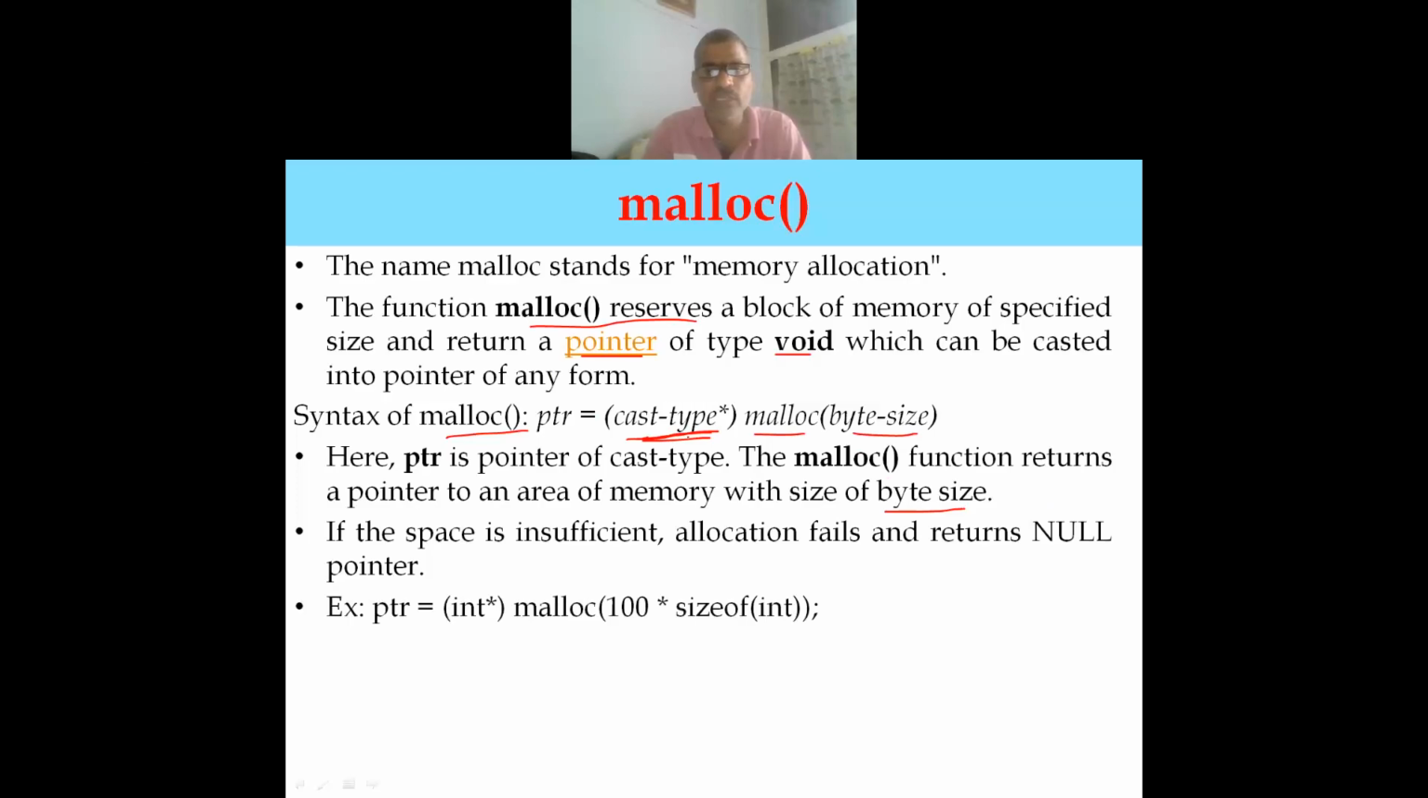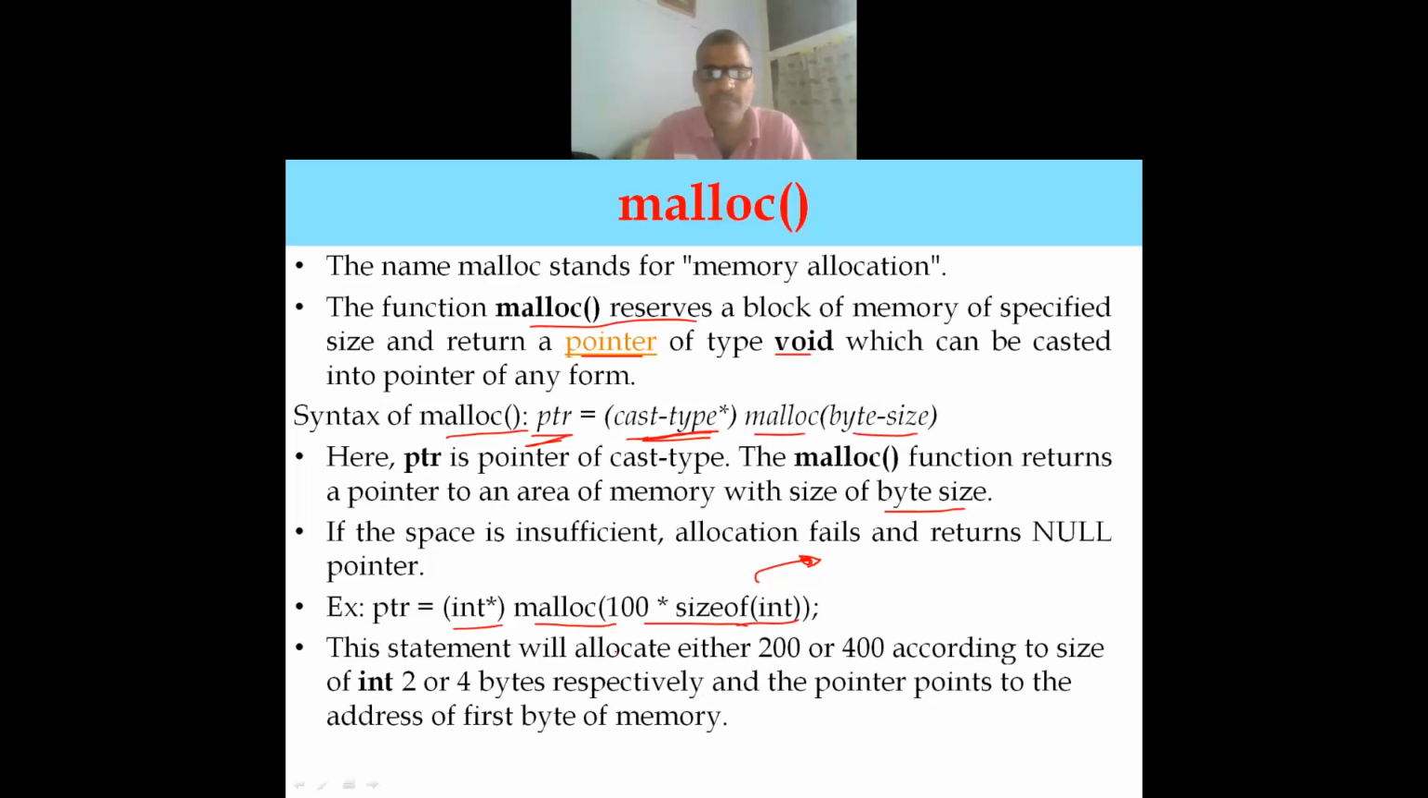If malloc fails in allocating the requested amount of bytes, it returns null to the pointer. For example, ptr equals int star malloc of 100 into size of int. Suppose an integer occupies 2 bytes in your system, then 100 into 2, that is, one block of 200 bytes of memory, is going to be allocated. If an integer occupies 4 bytes, then 400 bytes of memory is going to be allocated, and it returns the address of the first block allocated into this ptr.